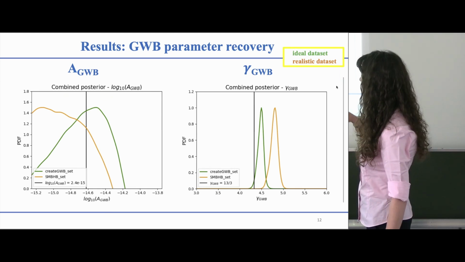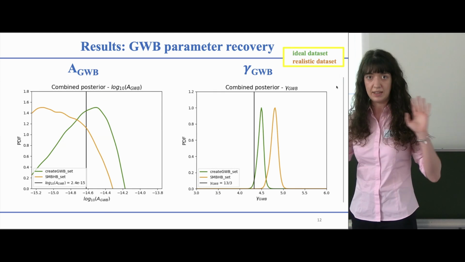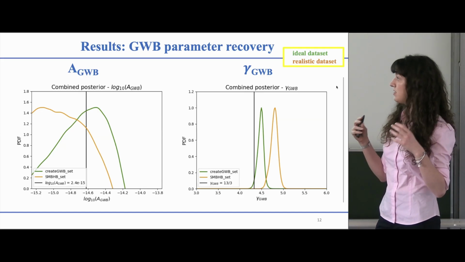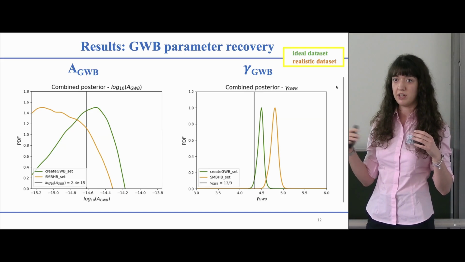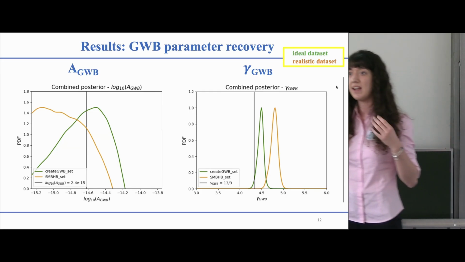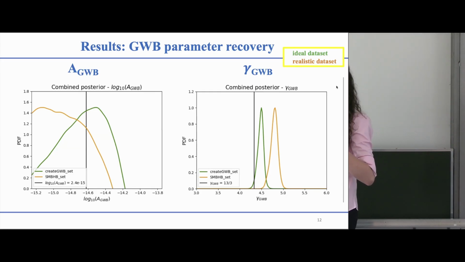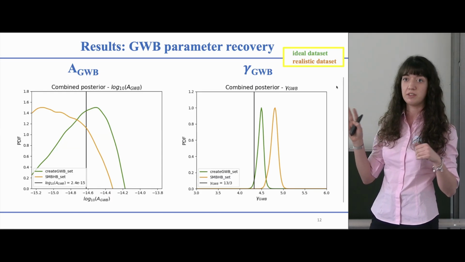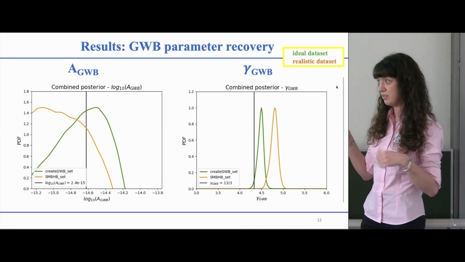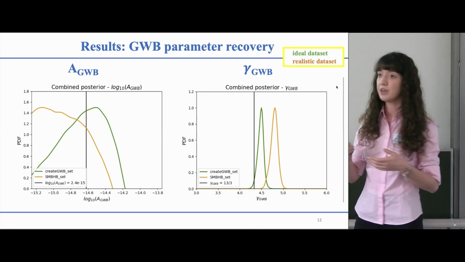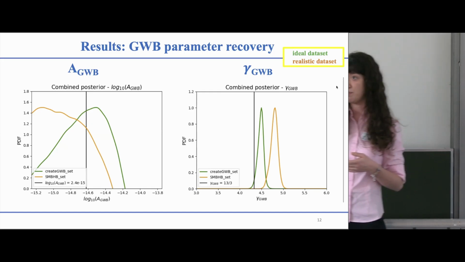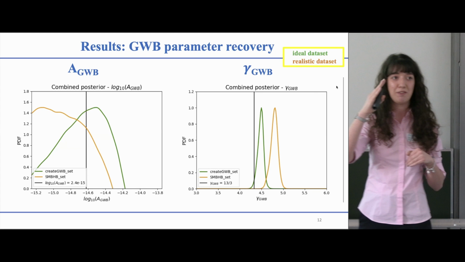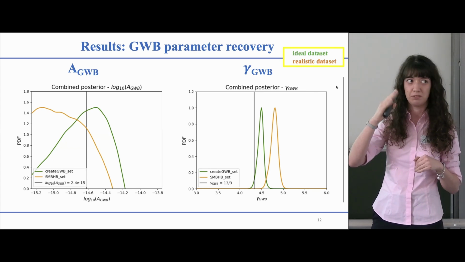And as you can see, the green posteriors, which are the ones for the ideal Gaussian isotropic data sets, are much more consistent with the injected value with respect to the orange ones. The orange one seems, on average, to be biased towards the background, which has a much lower amplitude and a higher gamma. What does it mean? It means that, on average, our pipelines on this realistic data set seem to recover a spectrum which is a bit steeper and with a lower amplitude than the nominal one we actually injected.